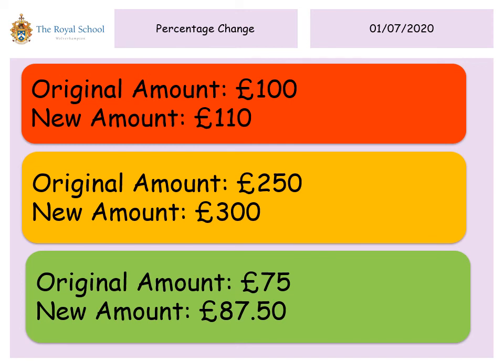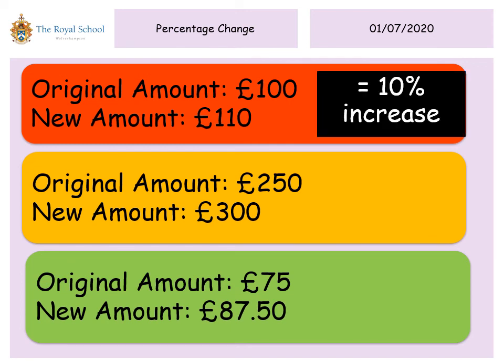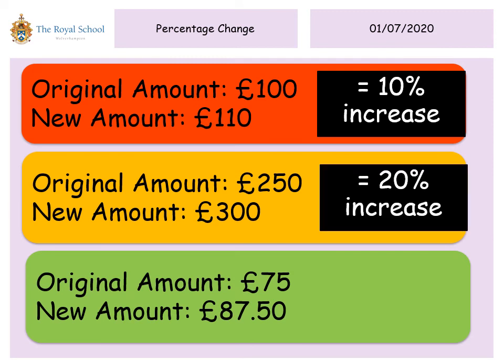So on to answers. So first question, the change that we've got in these amounts is £10 and the original was 100. So we want 10 divided by 100 and then times by 100 to get back to a percentage. We have a 10% increase here. In question 2, we've got a change of £50 and an original amount of 250. So 50 divided by 250 then times by 100 gets us that 20% increase.